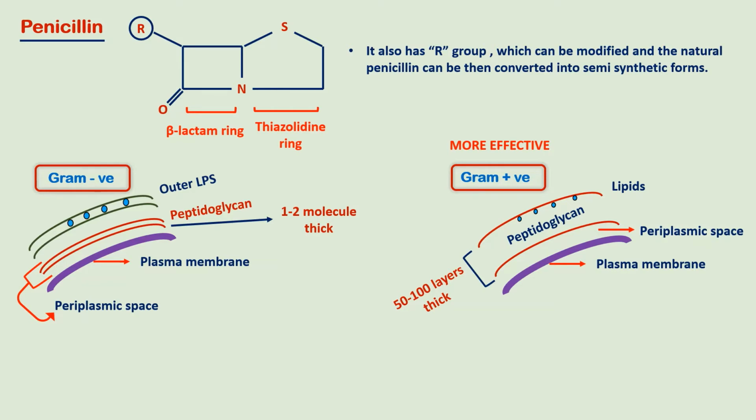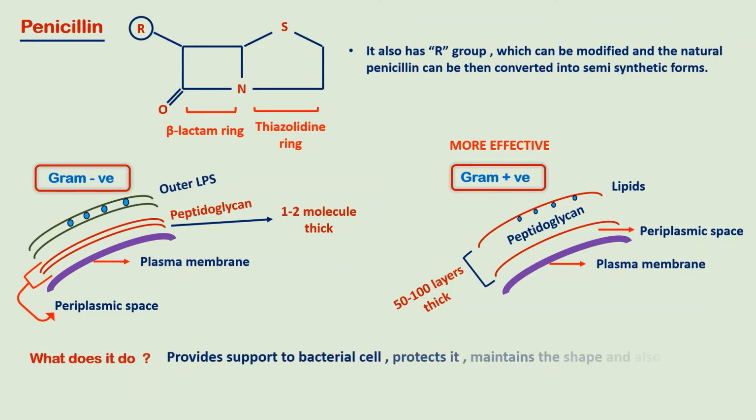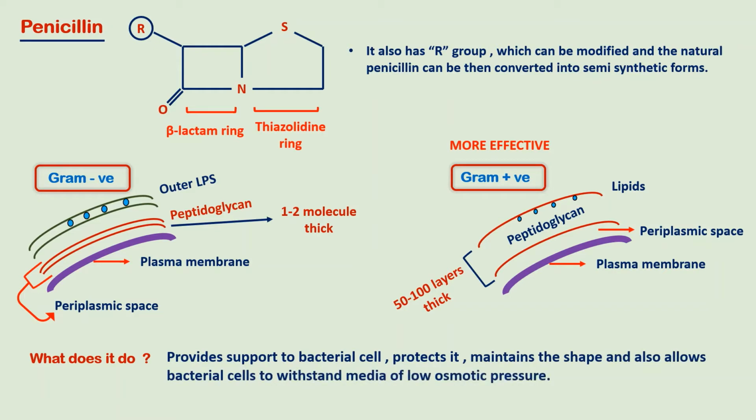Now, why is the bacterial cell wall so important? The cell wall gives support to the bacterial cell, it protects the cell, it maintains the shape, and it also allows the bacterial cell to withstand low osmotic pressure and prevents cell lysis.